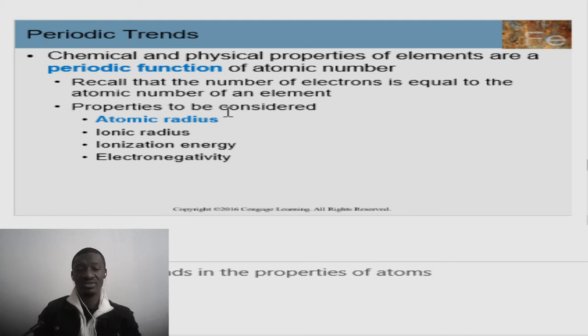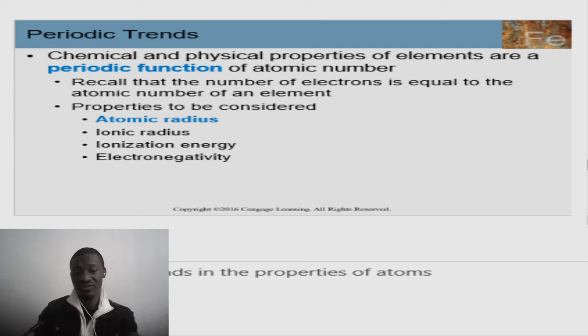So properties to be considered in this periodic trend are your atomic radius, which is the radius of the atom, ionic radius, which is the radius of the ions, and then the ionization energy, the energy that is required to ionize, and then electronegativity, the ability to draw electrons to itself to form a covalent bond. So I just defined them very quickly from just their names.